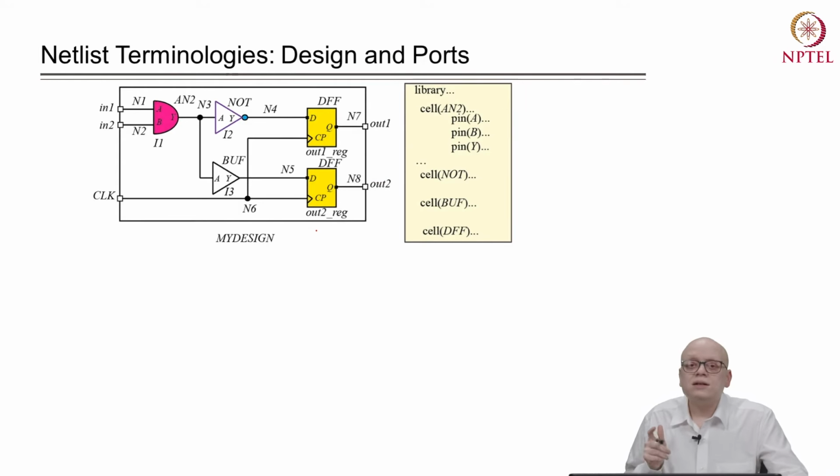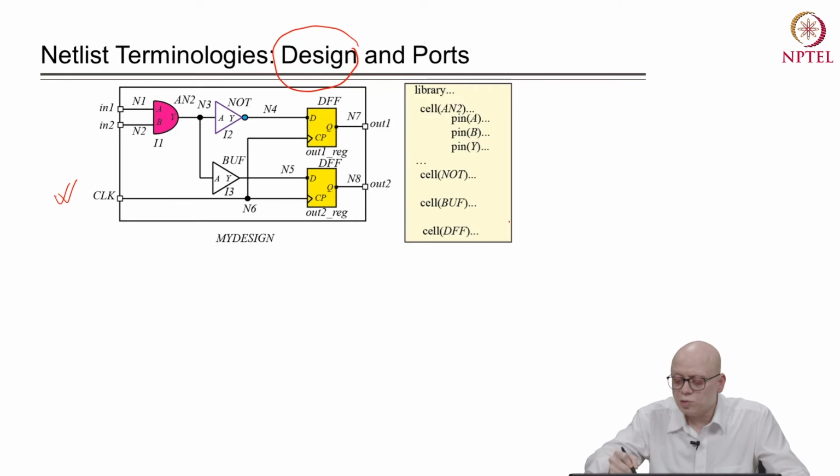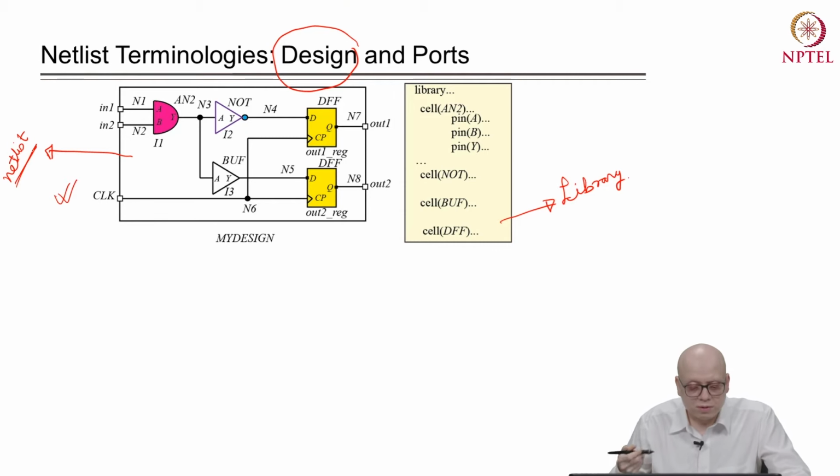So, the first definition is: what is a design? Suppose we have a netlist. This is a design represented in terms of a netlist, and this is the corresponding library. This is the library and this is the netlist that is generated by the tool, or that we have got from somewhere.